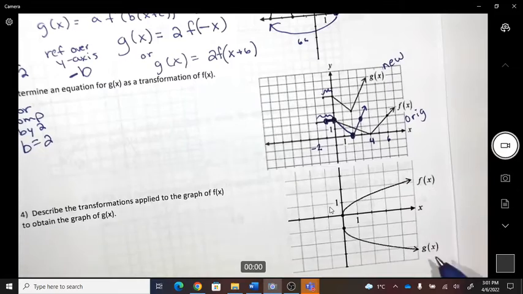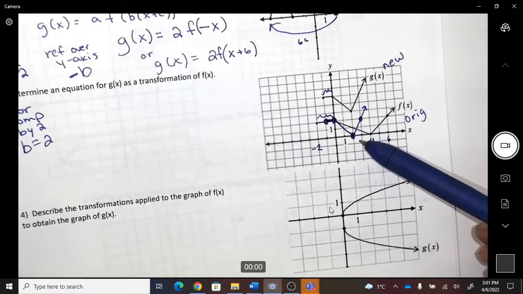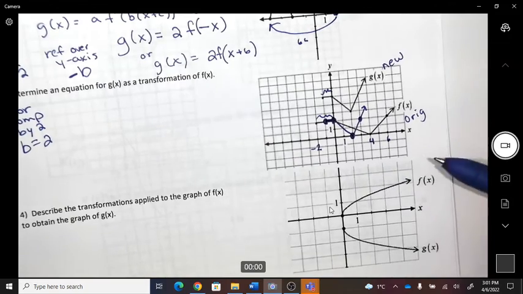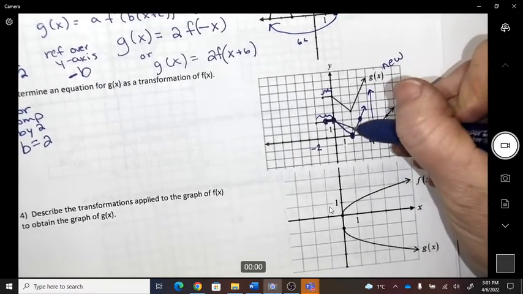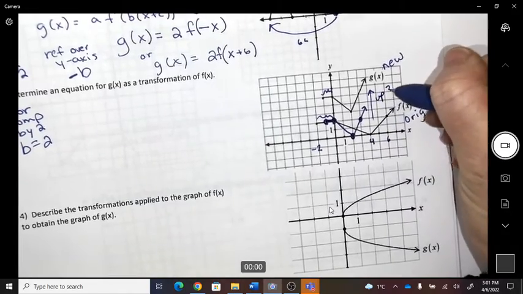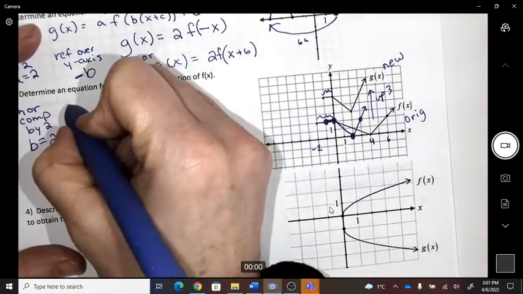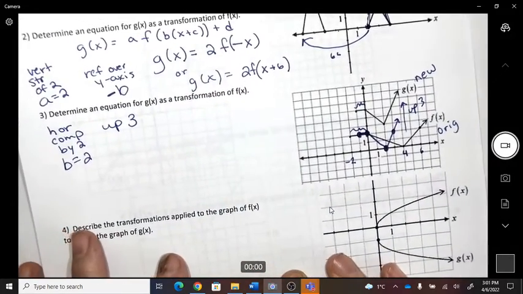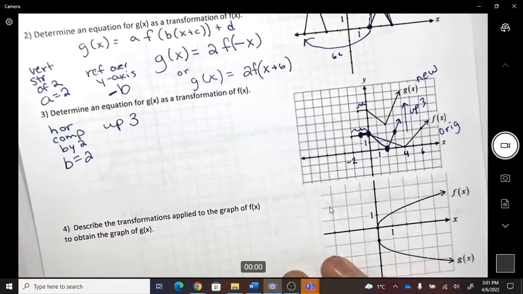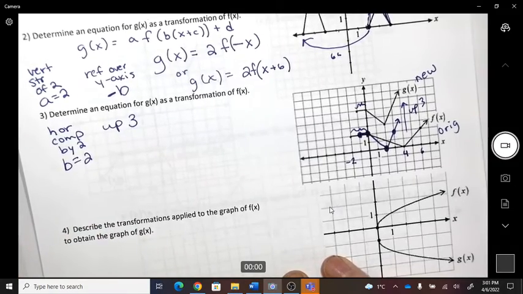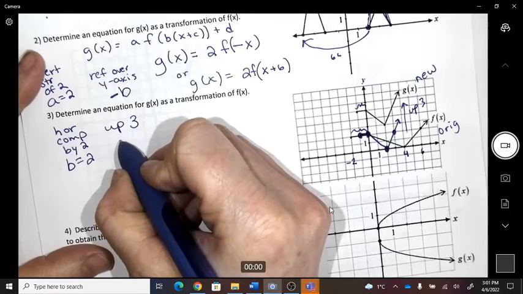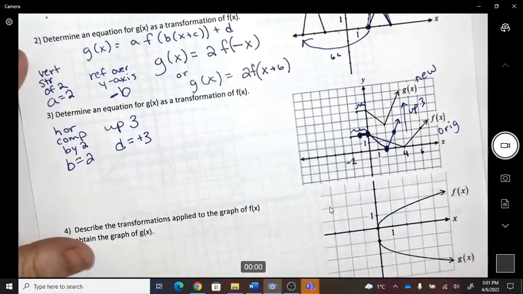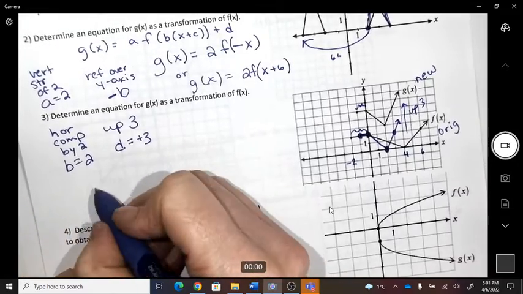Now that you look at this, what else do you want to do to it? I'm going to have to shift it up. How many? 1, 2, 3. I'm going to have to go up 3. And then it's done, right? So I did that, and I got there. If it's up 3, there's going to have to be a D. So we write it like this.